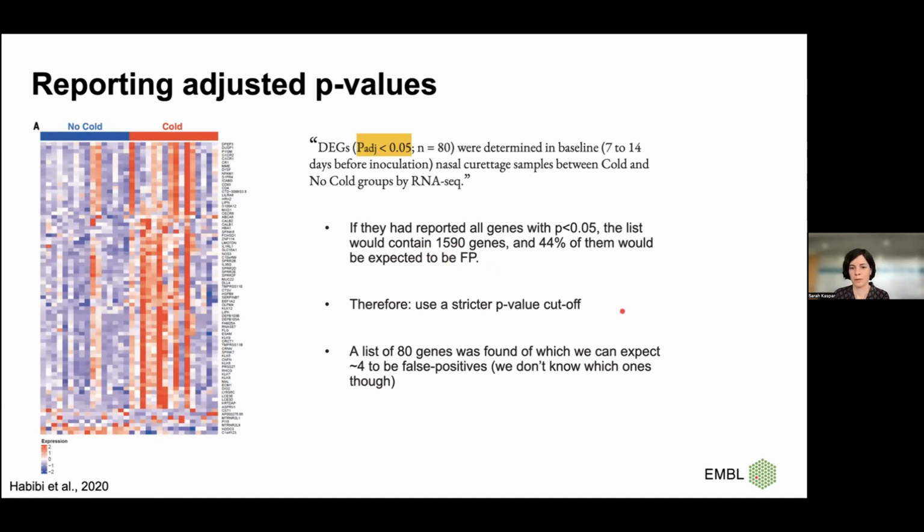And what you can do in this case is just use a stricter p-value cutoff. And by this, they ended up with this list of 80 genes, of which they can expect 5% false positive, so roughly 4. Unfortunately, we don't know which ones these are, because otherwise we could delete them and we would have no false positives. Yeah, so this is just for you to know that this problem of false positive is a problem, but we have ways to deal with that.